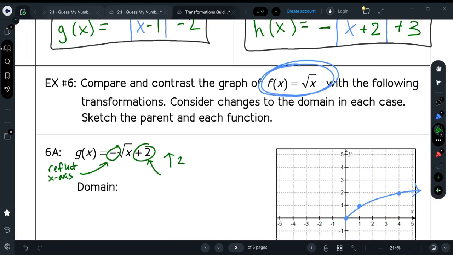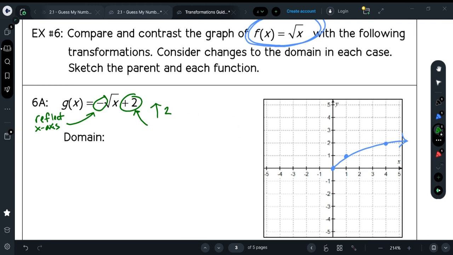Okay, and now let's sketch the graph. So my starting point, instead of being right here, is translated up 2. So it's going to start here. Now, instead of the graph going up and to the right, since it's been reflected in the x-axis, it's going to go down. So this one is going to curve down and to the right, and it's going to look like this. There it is.